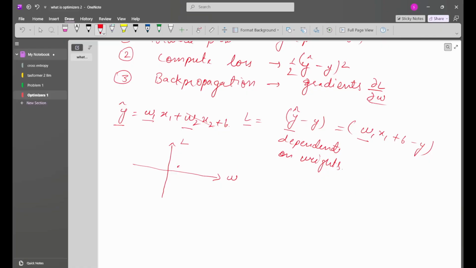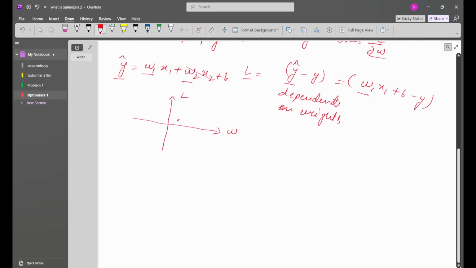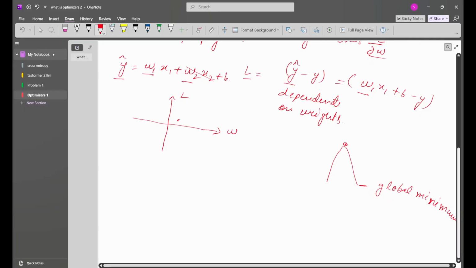Let's imagine that our loss curve is like a mountain. This is our loss curve, and we are standing right here. Our main goal in using optimizers is to reach this point, which is the global minima, the global minimum.